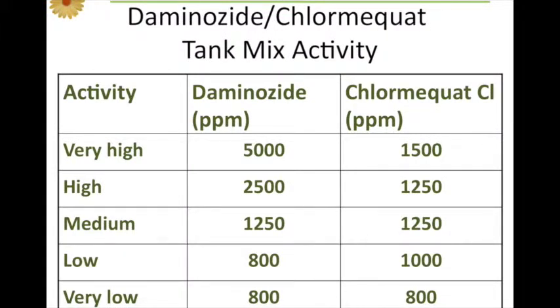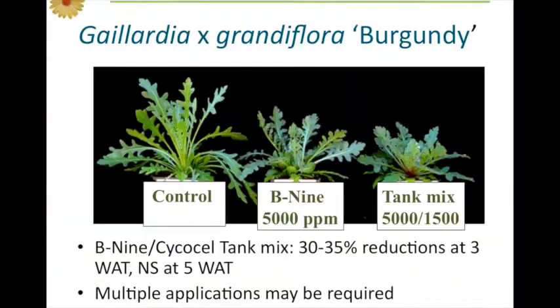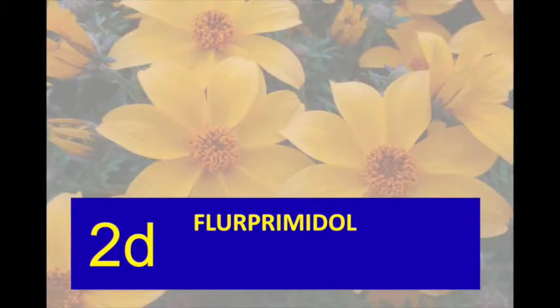So the medium rate, you're looking at diminizide around 1250 to 2500, and then trying to hold chlormequat under 1500 to avoid phytotoxicity is a good combination. Here's some work Joyce also did, a single application of B9 in the middle, and the tank mix on the right side, and you can see the increased growth control with that plant.